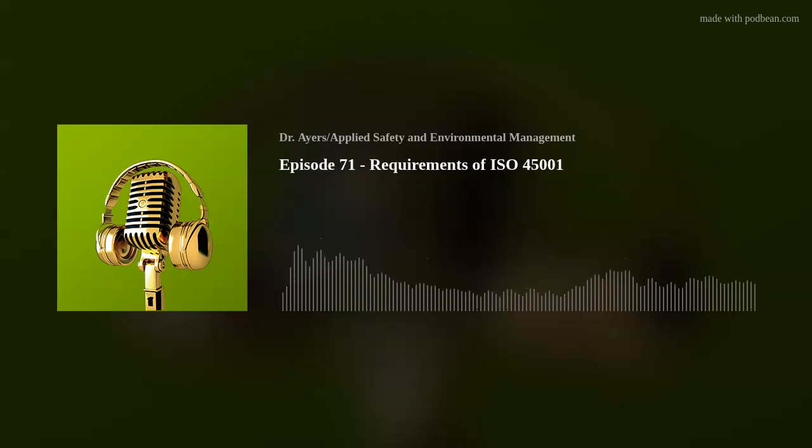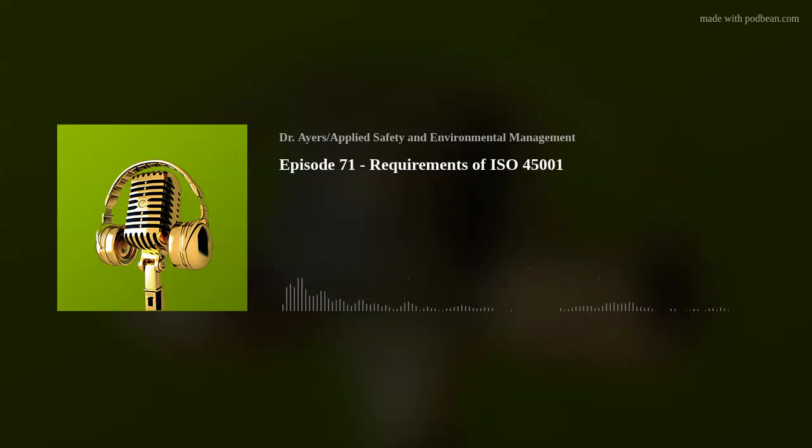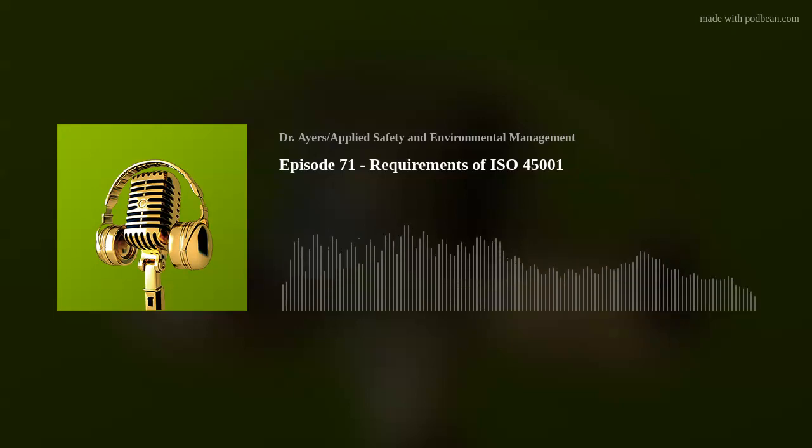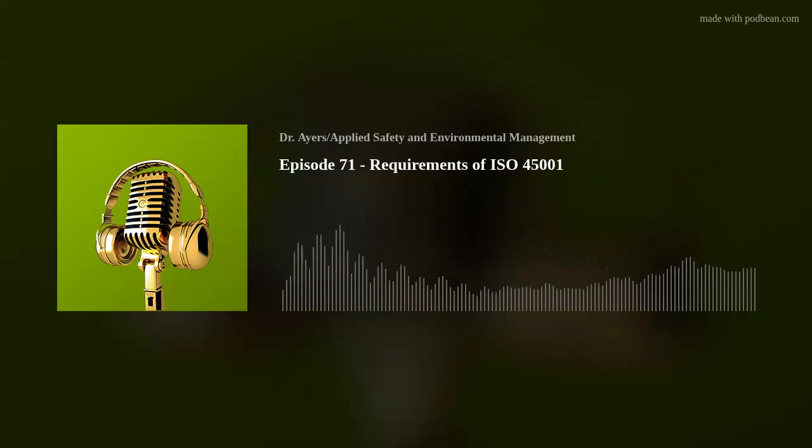The first one is the scope. You have to define the boundaries of what you're going to have for your occupational health and safety management system. So this is super important because there are things that you control and things that you do not control in the workplace.